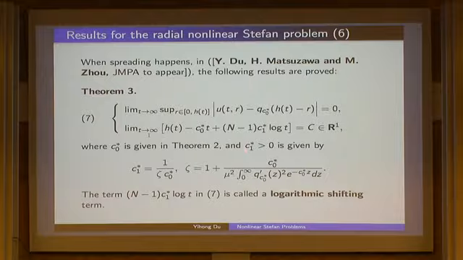But we should be careful here. In dimension 1, this capital N is the dimension of space. In dimension 1, we don't have this log t term. But in high dimension, this appears. So there's a logarithmic shift. And this C1 star can be calculated using the C0 star and the Q, the semi-wave profile.